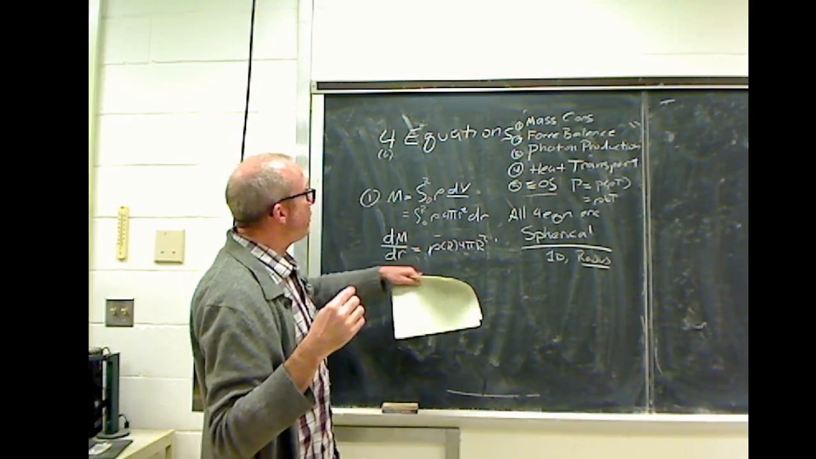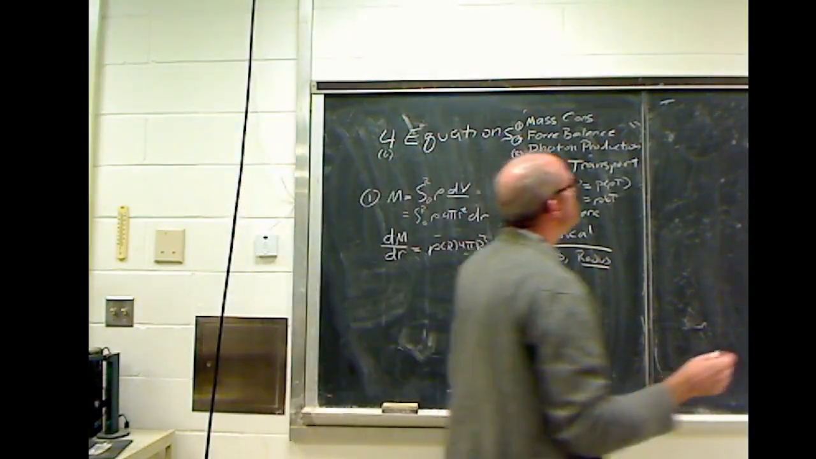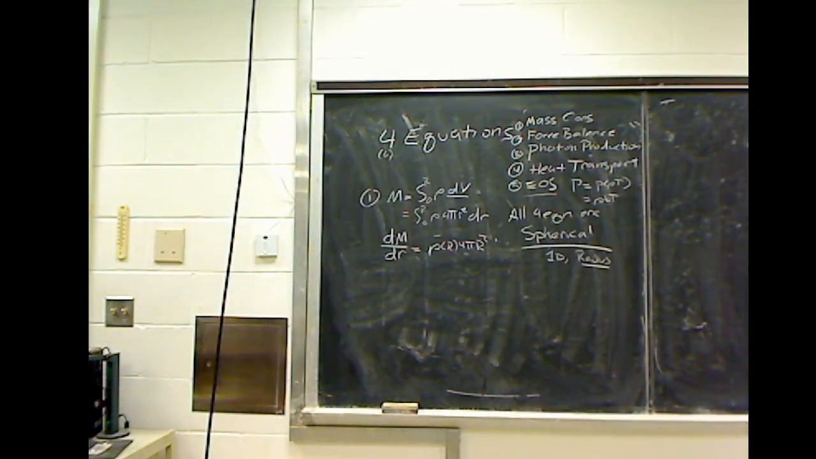So the first equation is this. Let's write them over here. Mass conservation says dm dr equals 4 pi r squared rho. That's it. Oh man, I wrote that too big. I'm going to have to use both boards.